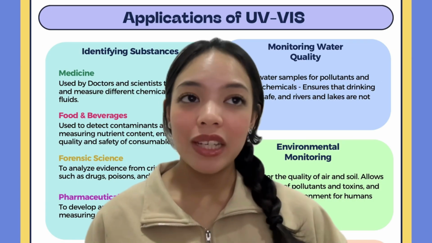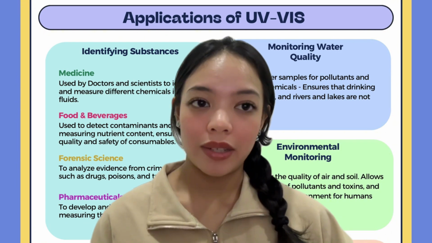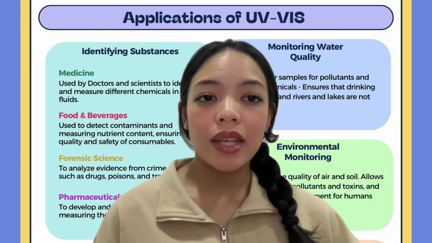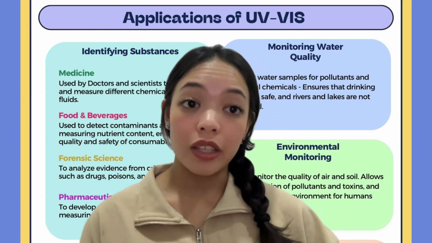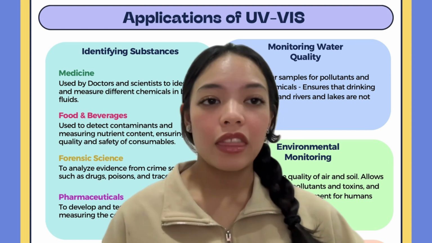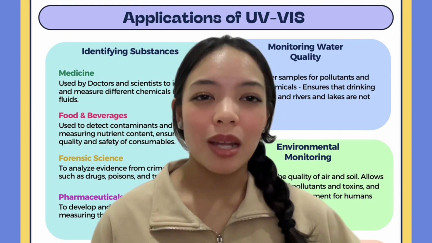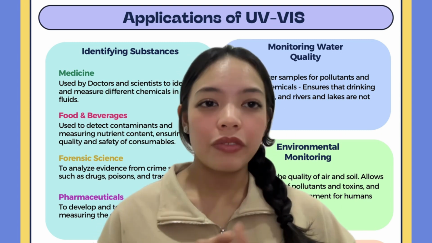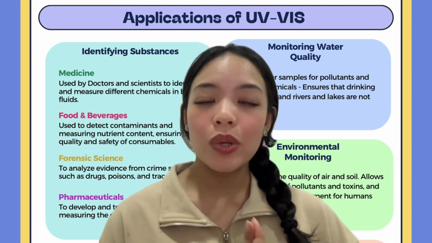Now, let's talk about the applications of UV-vis spectrophotometry. Since this technique uses light to analyze substances by shining ultraviolet, UV, or visible, VIS, light through a sample, this method has many practical applications in everyday life in various fields. The first main application of UV-vis is to identify substances.